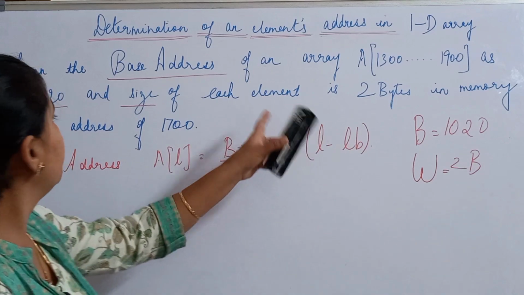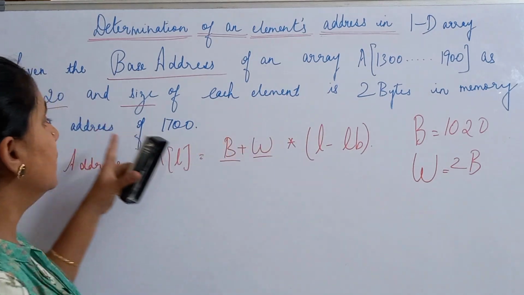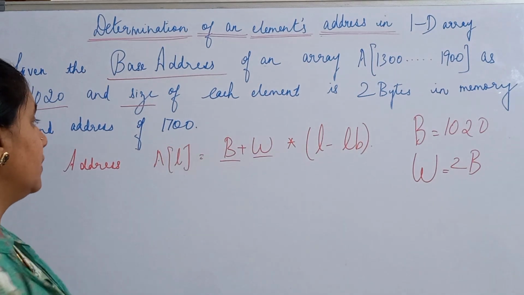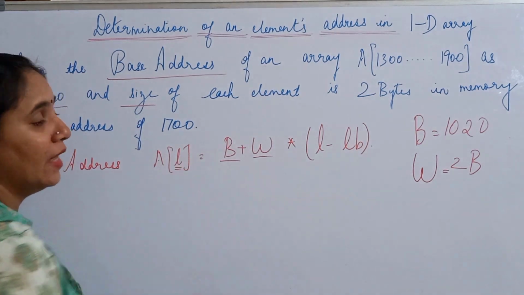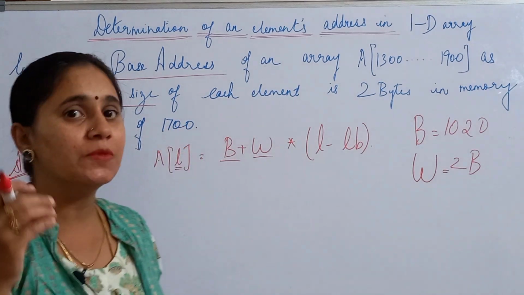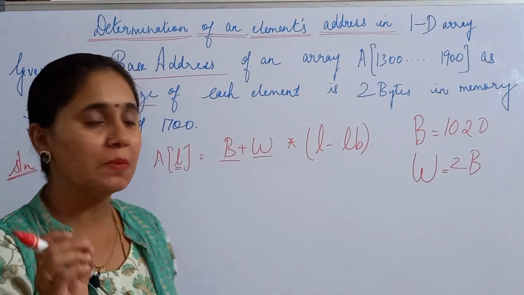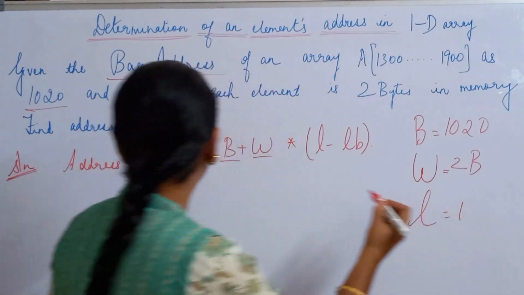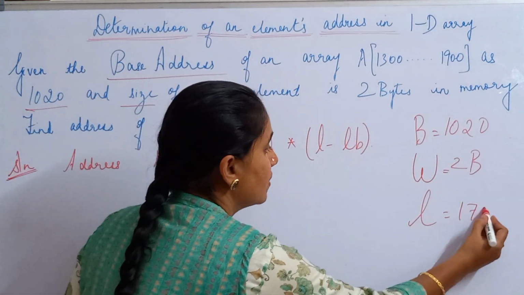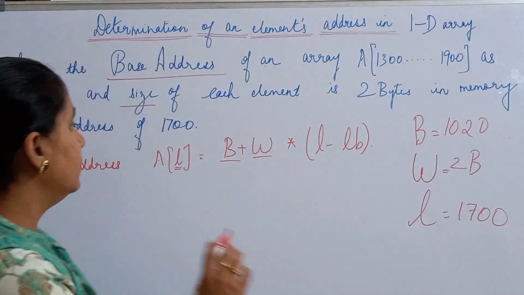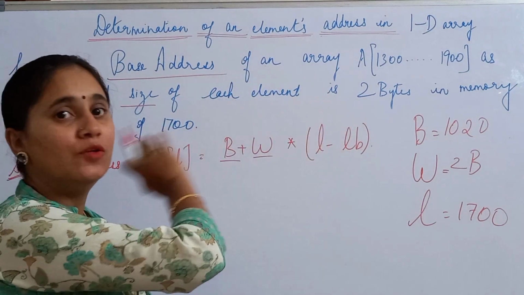Now find the address of 1700. So what value is given? They have given you this L value, because this is the element for which I have to find the respective memory address. So write it here: L is equal to 1700. These are the direct values that are given.